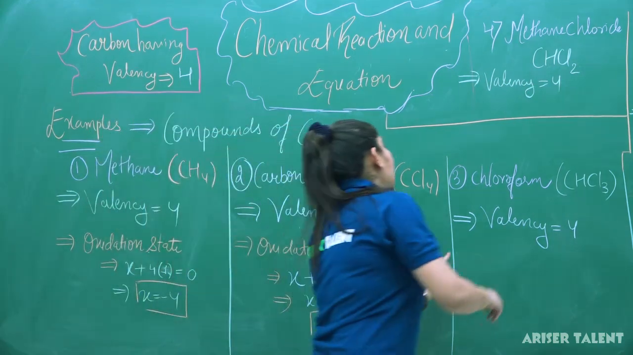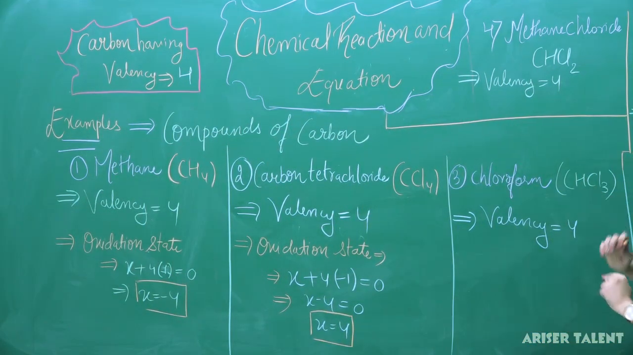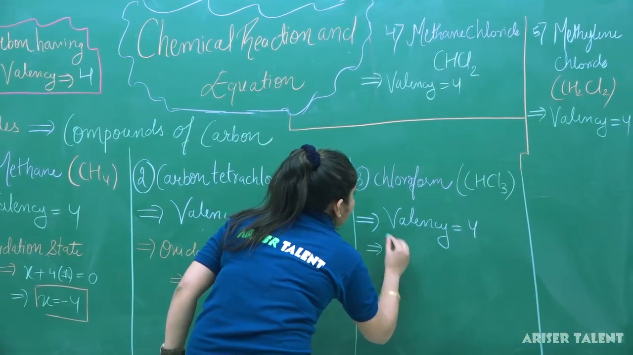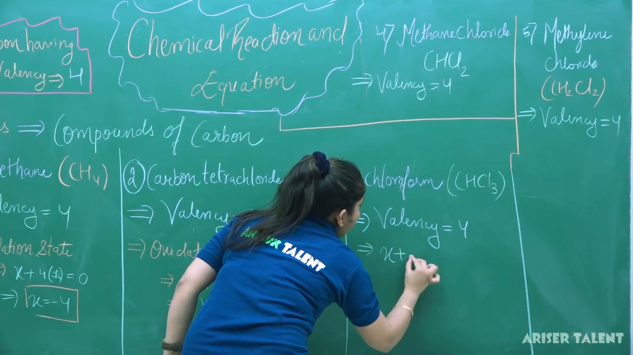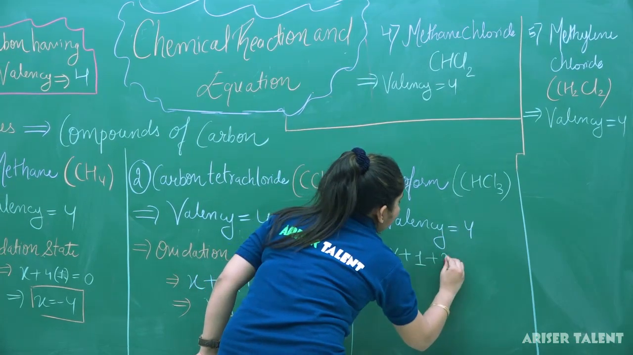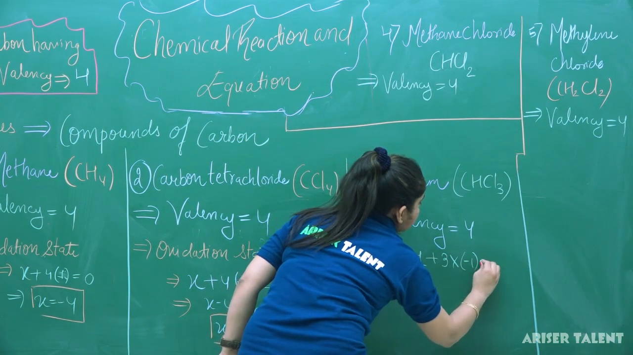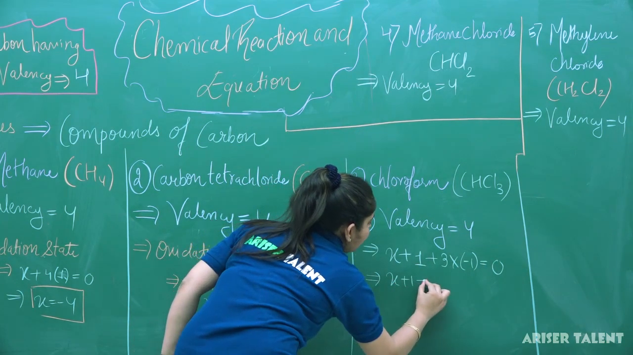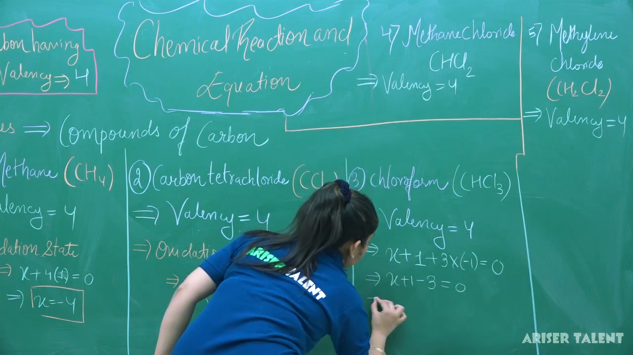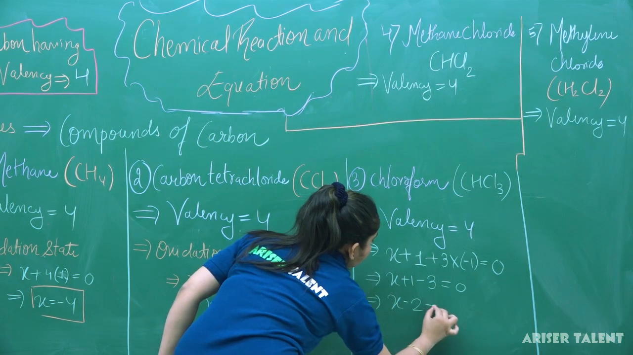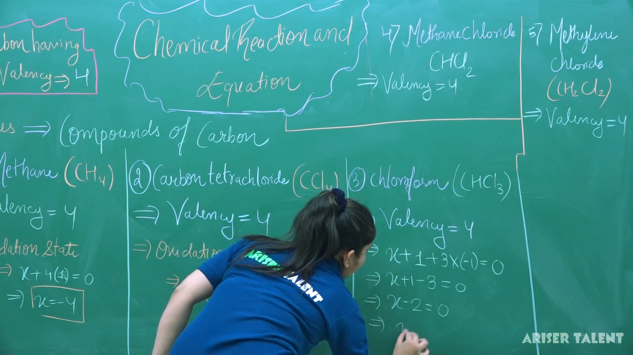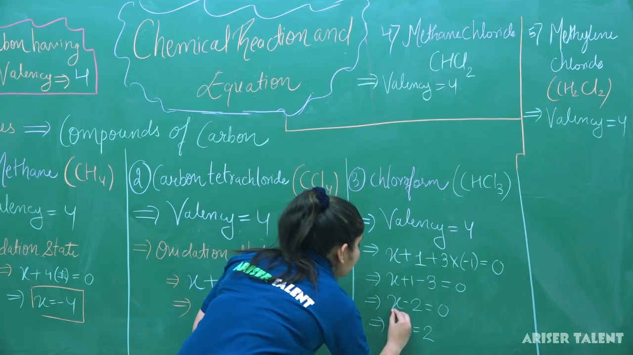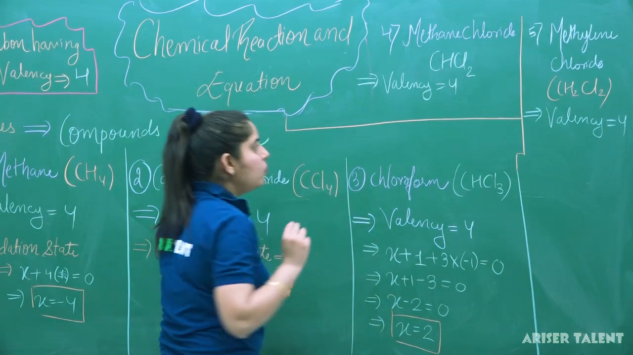Now, we are coming to our next compound, that is chloroform. For chloroform, again we will calculate the valency. Carbon having X, hydrogen having 1, chlorine 3 into minus 1, equal to 0. What we will get here: X plus 1 minus 3 equal to 0, X minus 2 equal to 0, X equal to 2. So again, the oxidation state coming here is 2.